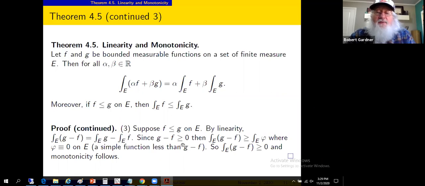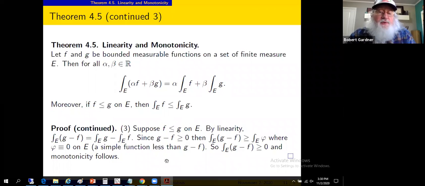You know, g minus f is greater than or equal to 0. That's what assuming f less than or equal to g on set E implies. So when we integrate this, we could compare this, say, to a simple function phi, which is the 0 function. I know when I take any simple function less than or equal to g minus f, like the 0 function, we can make this comparison because I know we've got monotonicity in terms of simple functions, and this integral would be defined in terms of simple functions. So we get the integral of the difference is greater than or equal to 0.